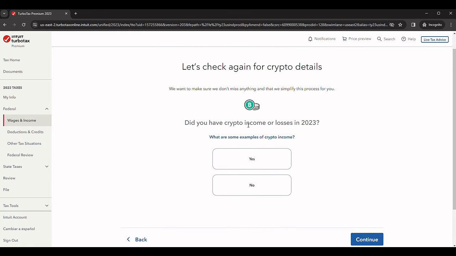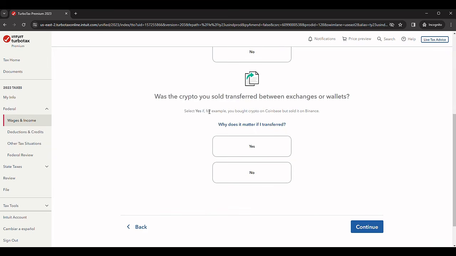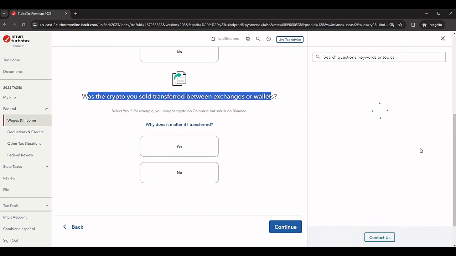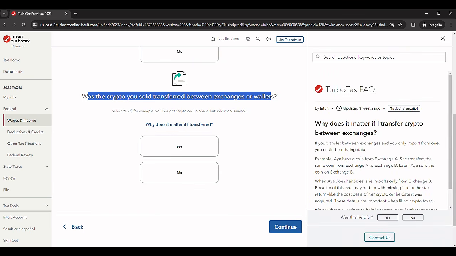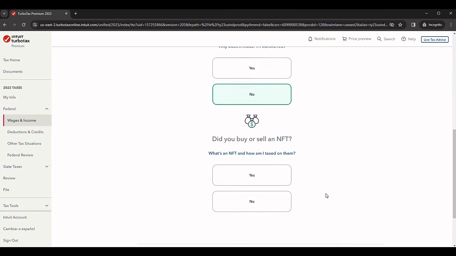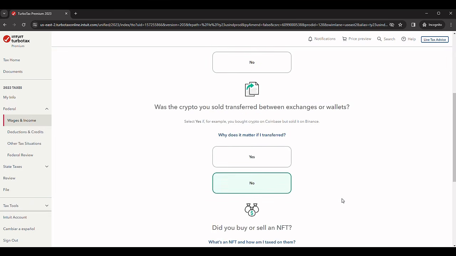Do you have crypto income or losses in 2023? Yes. Was the crypto you sold transferred between exchanges or wallets? So why does this matter? It's probably because of the cost basis. They want to make sure that the information, the gain or loss, is being reported correctly. That's why. So let's just say no. We kept everything in the same spot for buying and selling in that year.